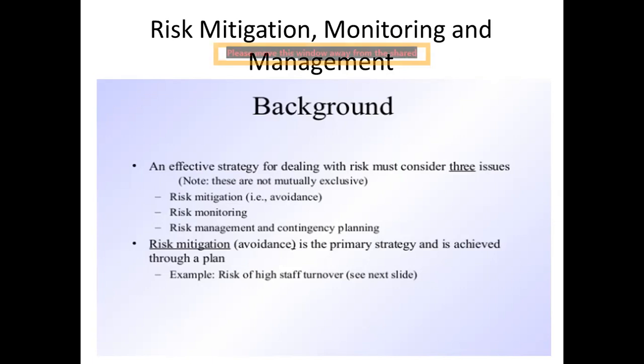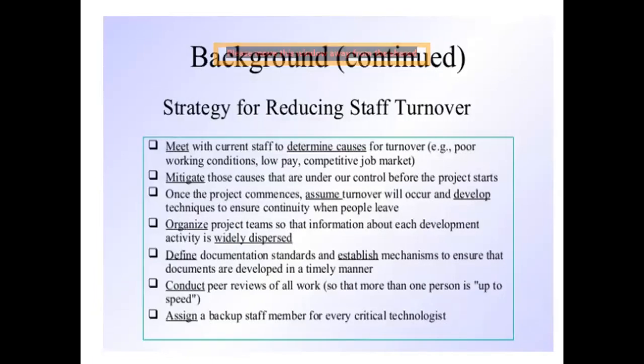Okay, for example, the risk of high staff turnover. Here we are already dealing with a large staff, so we will keep our eye on the total number of staff members. If the number of persons involved in a company is large, then we will plan. So what is the strategy for reducing the staff turnover?